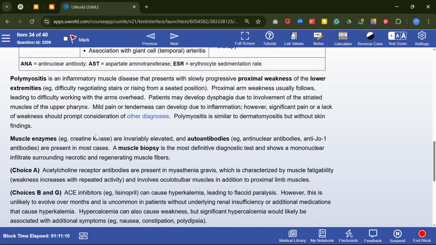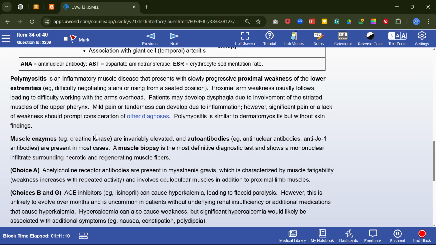Polymyositis is an inflammatory muscle disease that presents with slowly progressive proximal weakness in the lower extremities. Proximal arm weakness usually follows, leading to difficulty working with arms overhead. Patients may develop dysphagia due to involvement of the striated muscle of the upper pharynx.